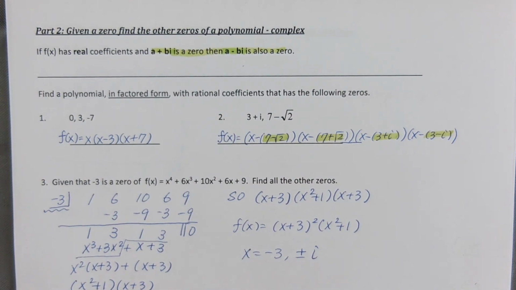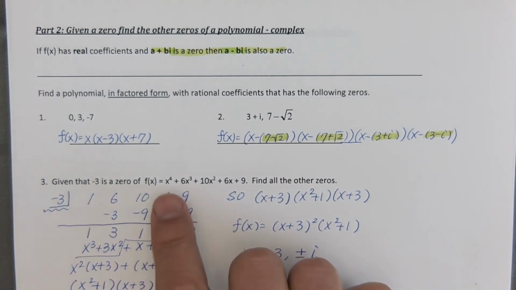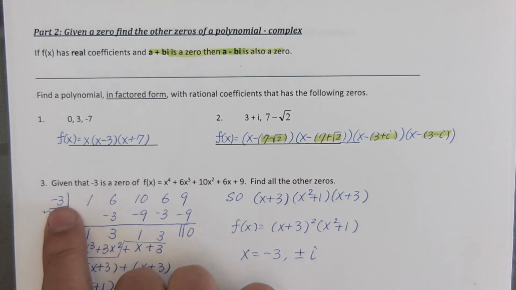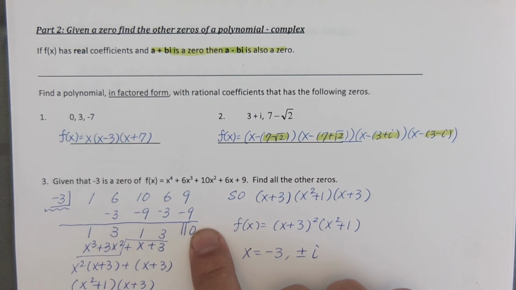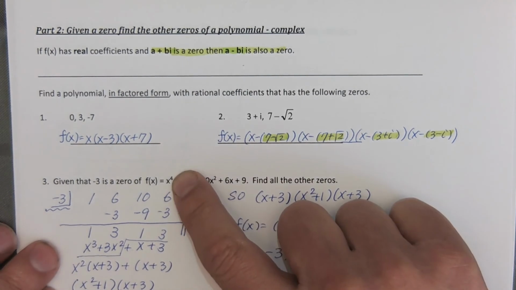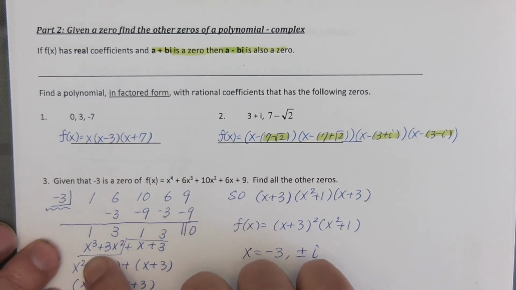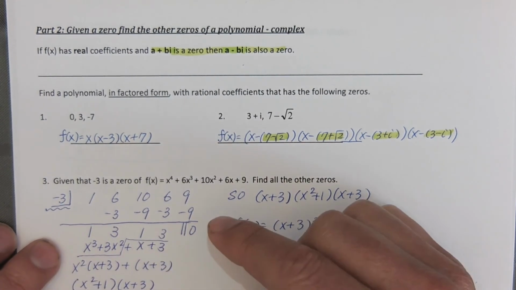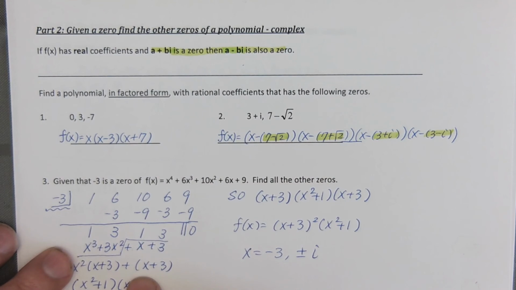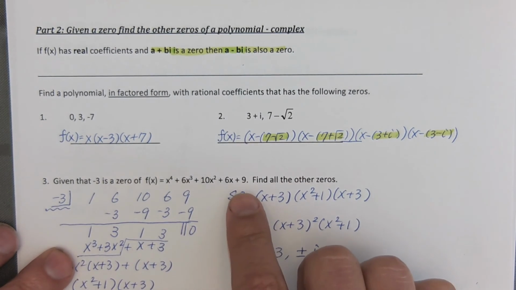So for number 3, given that negative 3 is a zero of this function here, find the other zeros. Well, if it's a zero, then when we do synthetic division, we should get a remainder of 0, which we do. And you'll notice it's going to drop from a 4th degree down to x cubed plus 3x squared plus x plus 3. And once again, you could continue on trying to come up with other zeros.